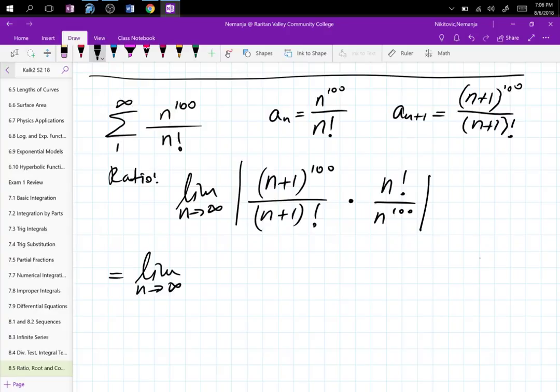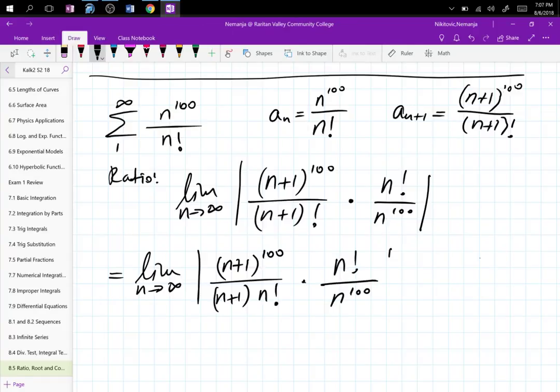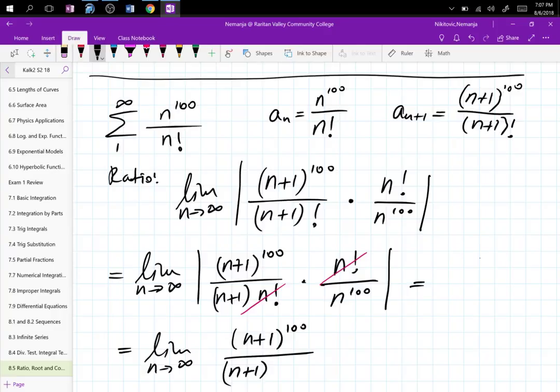Limit n goes to infinity. Now we do the peeling. N plus 1 to 100, you can't do anything for that, but in the denominator you get to put n plus 1 outside and have n factorial, times n factorial over n to 100, and this is where n factorial dies. So we have the limit n goes to infinity of n plus 1 to the 100 divided by n plus 1 times n to 100.